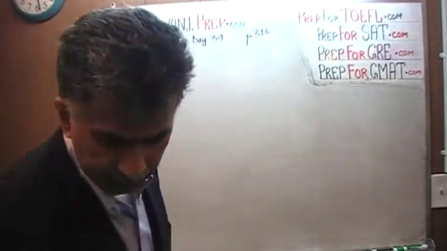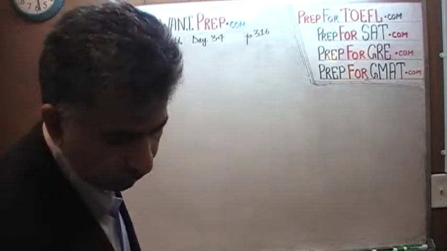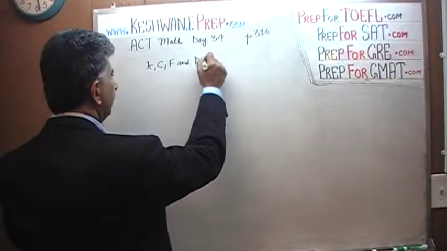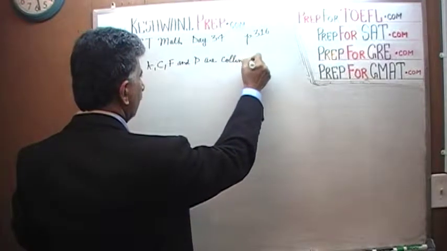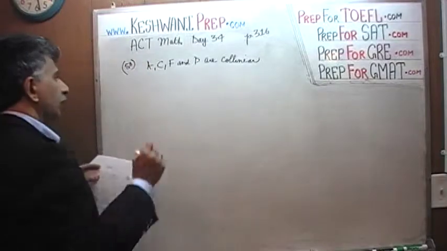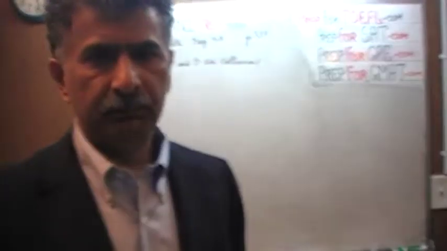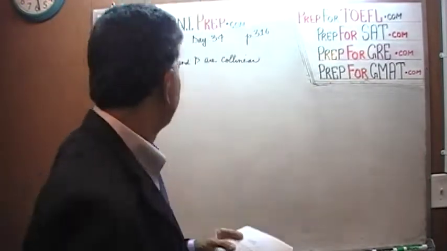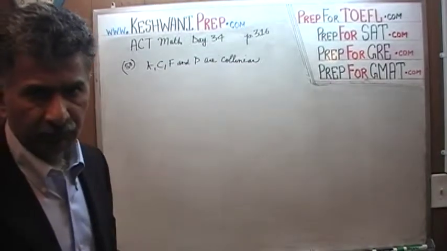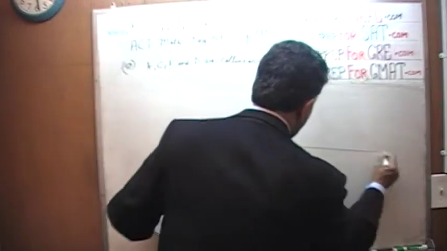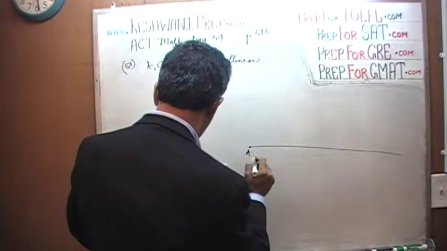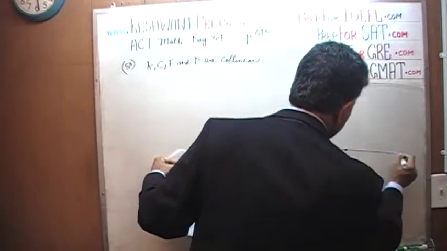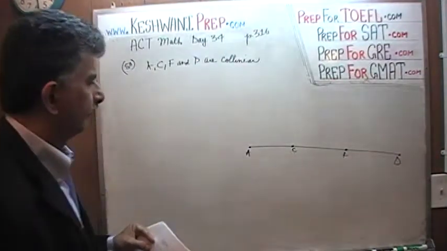It says A, C, F and D are collinear. Number 50. What does it mean for points to be collinear? Well, collinear is just a very fancy way of saying that they lie on the same line. So we have 4 points, A, C, F and D, and they have to lie on the straight line. So let's draw a line here. And here are our 4 points, A, C, F and D.